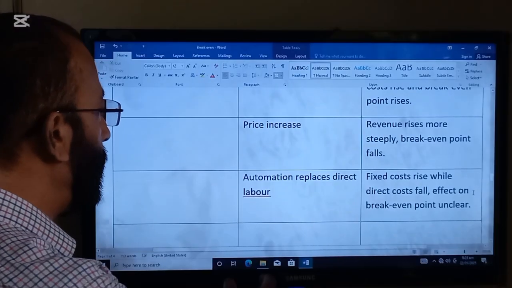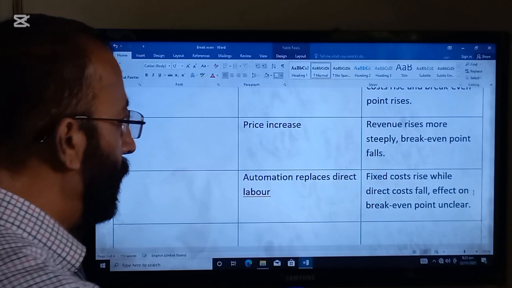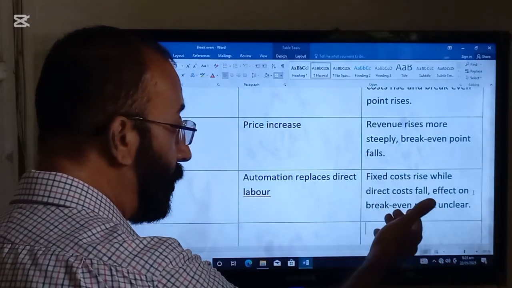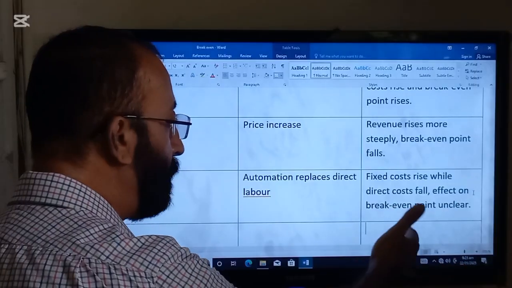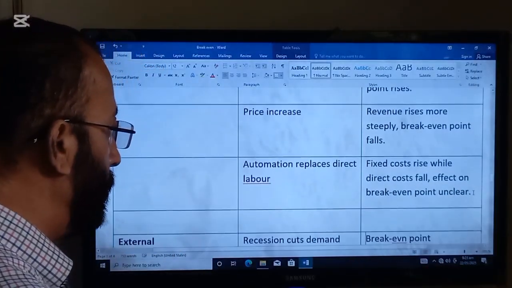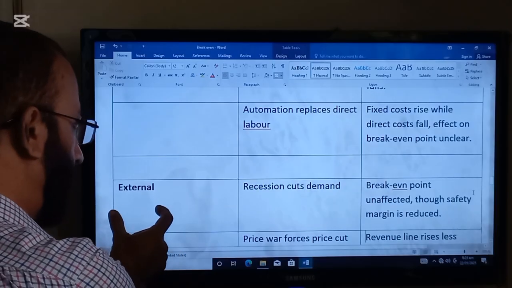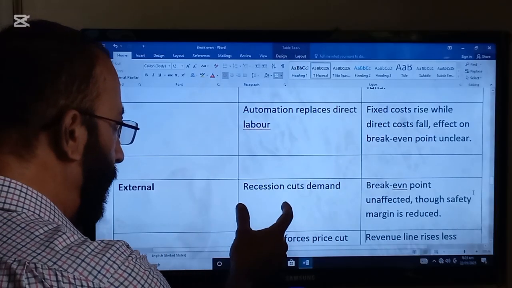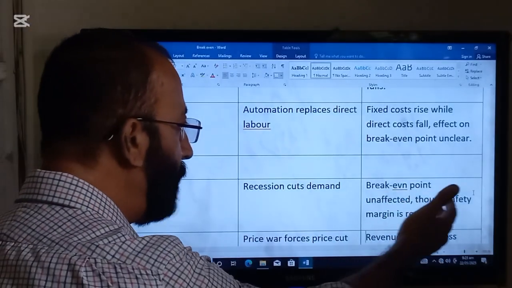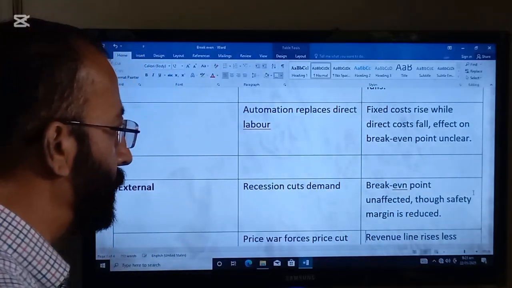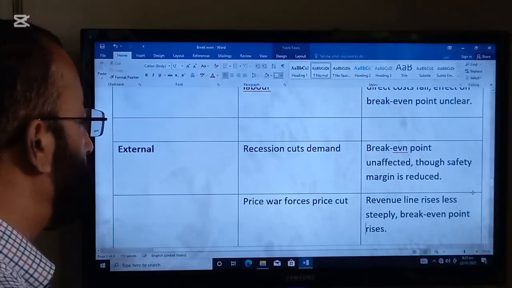Next internal factor is automation replaces direct labor. Fixed costs rise while direct costs fall. Effect on the break-even point unclear. Next factor which we are going to discuss is external factor, that is recession cuts demand. Break-even point unaffected, though safety margin is reduced.